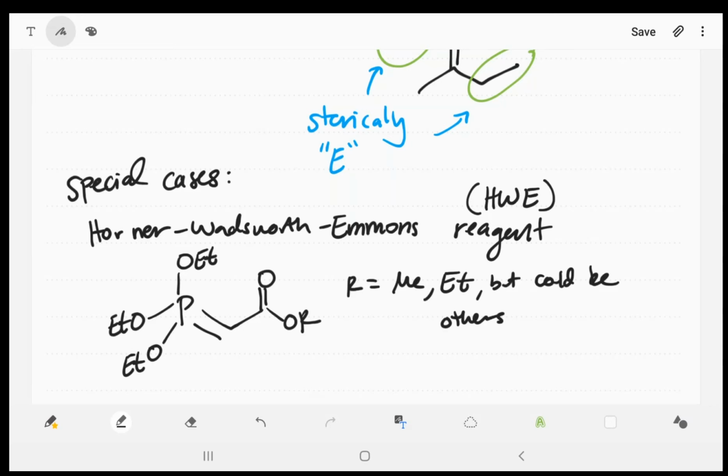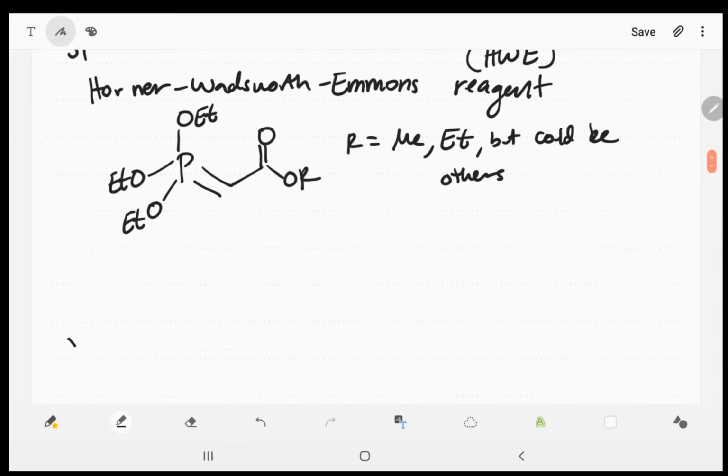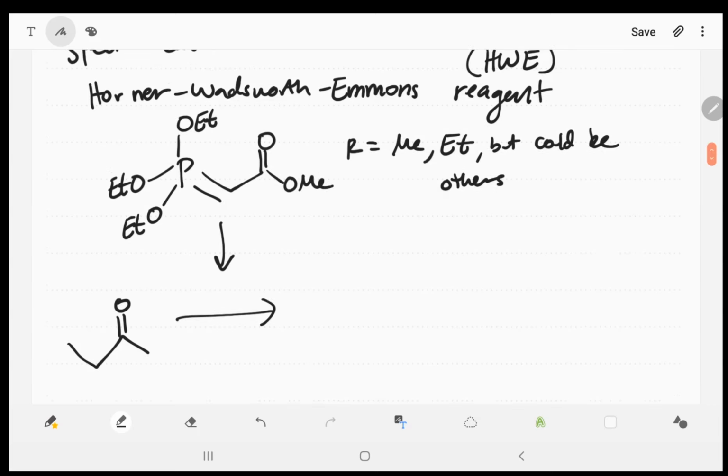And instead of using phenyl groups, we're using oxygen-based groups instead. This is much the same. If you take your aldehyde or ketone and use one of your HWE reagents, we'll use this one, and we'll say it's a methyl ester. If we do this, the same thing is going to happen.